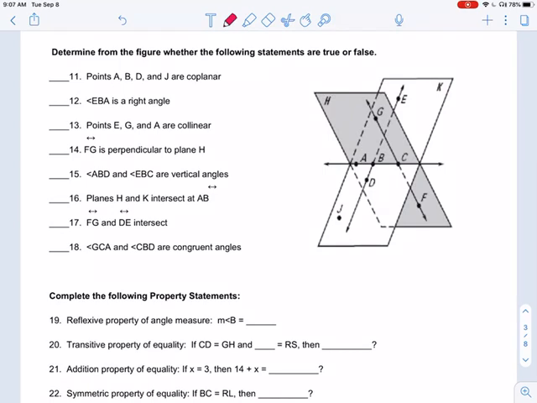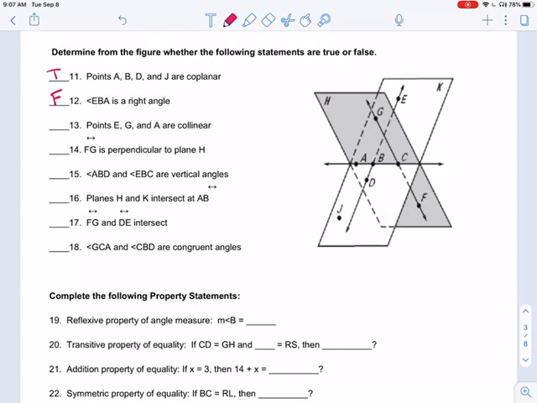Determine from the figure whether the following statements are true or false. Points A, B, D, and J are coplanar. So here is A, B, D, and J. The answer to that is yes, they all lie in plane K, which is shown there. All right, angle EBA is a right angle. Well, looking at our diagram, we can see that we don't have any type of perpendicular markings, so this is going to be false.